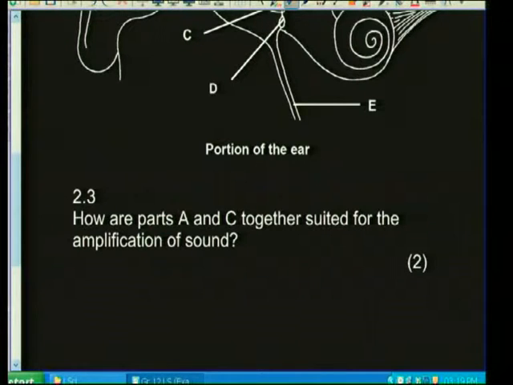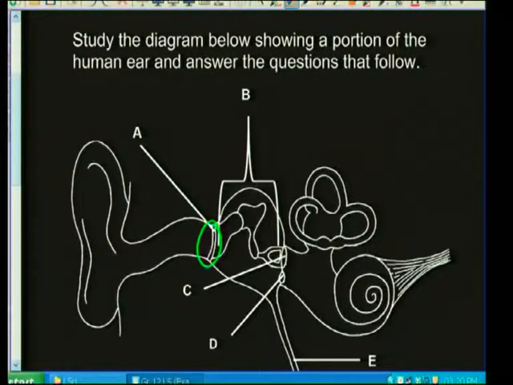How are parts A and C together suited for the amplification of sound? We've explained earlier, or rather we mentioned earlier about this amplifying sound. Amplifying sound means to make it louder. If you have a hi-fi at home and you have an amplifier, the purpose of the amplifier is to make the sound louder. Same in your car if you put an amplifier. So that's the purpose here of these things that we spoke about. Now they want to know A and C together. A is the tympanic membrane. C is the oval window.